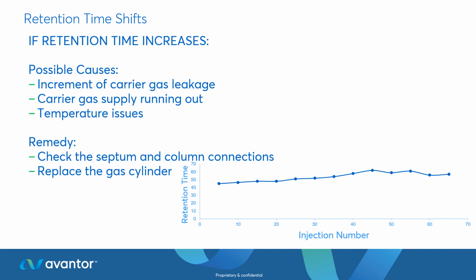If the retention time is increasing, then that could be a variety of issues, either something to do with the carrier gas or temperature issues. So in terms of the remedies, look to make sure that the septa and the column connections are all correct and well maintained. And then finally, if the pressure on the gas cylinder is low, look to replace the gas cylinder.